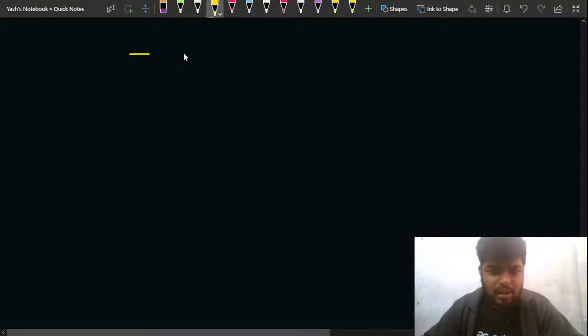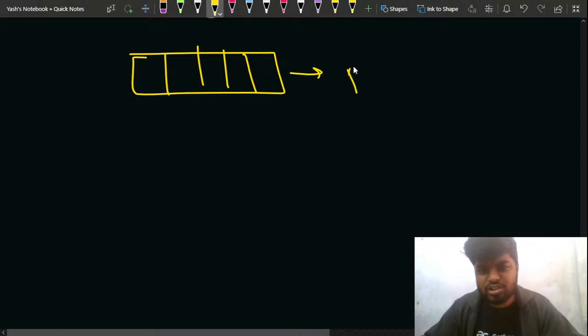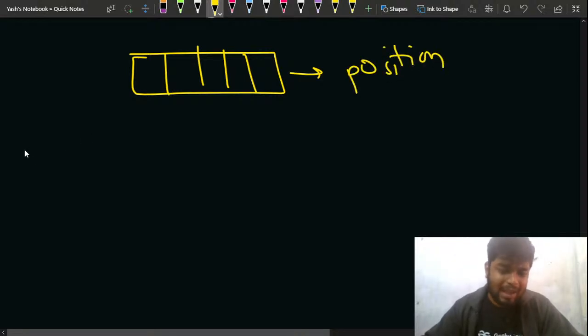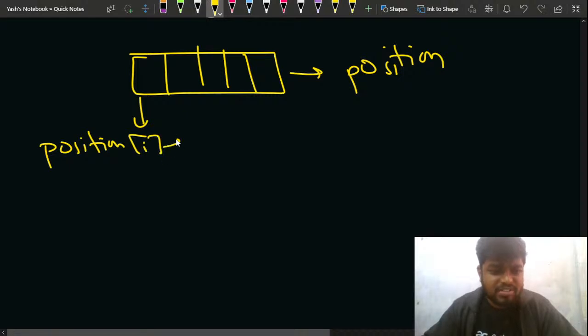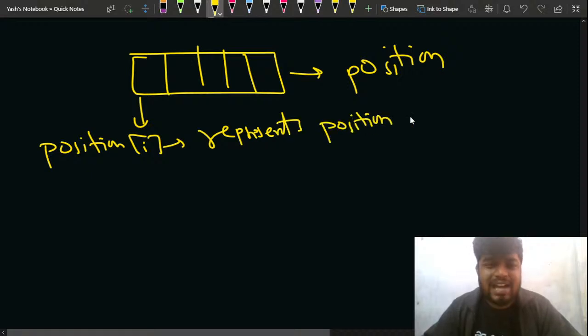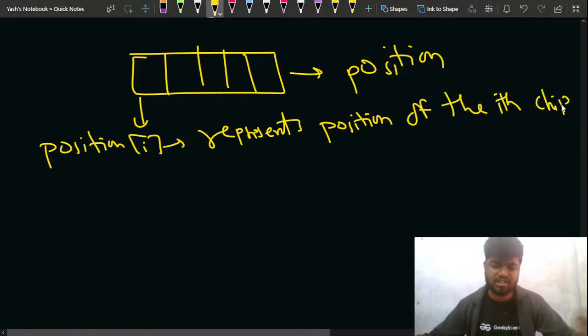What is this array? You have been given an array and the name of this array is position. What you will be given is the value that position[i] represents. It represents the position of the ith chip. This will be perfect. Everyone will be clear with this.